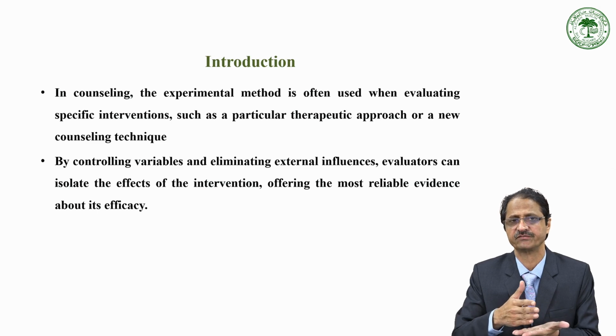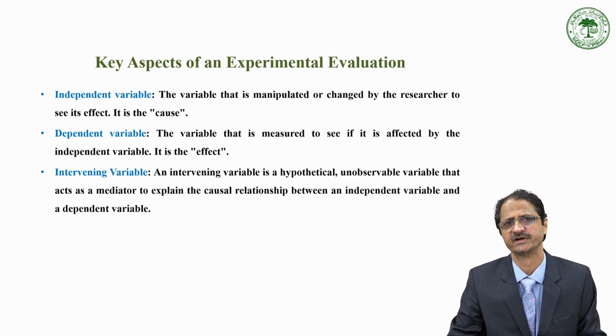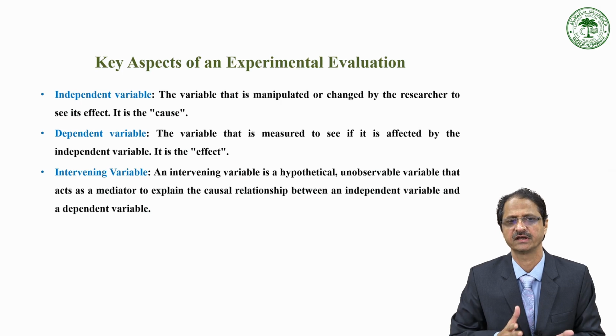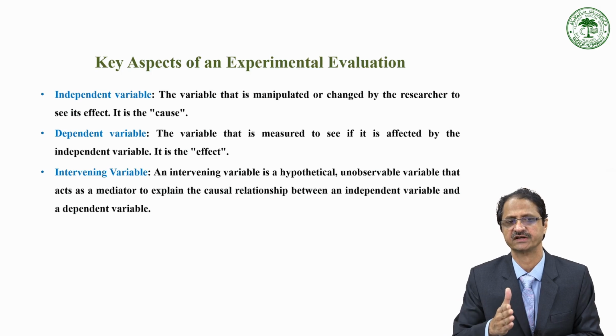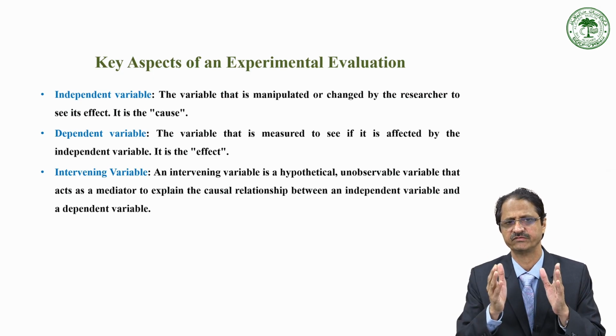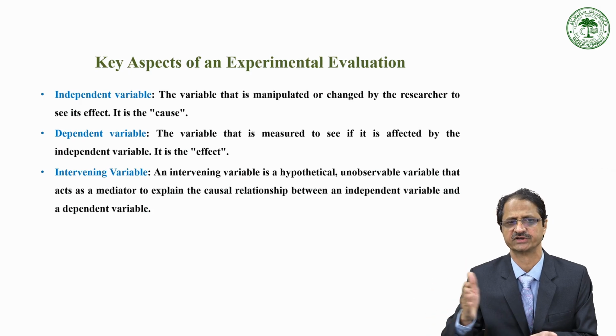So, the importance and significance of the experimental research is basically associated with controlling the variables. There are certain key aspects of an experimental evaluation. Independent variable: the variable that is manipulated or changed by the researcher to see its effect; it is causal. For example, there are three counseling techniques: directive, non-directive, and eclectic counseling technique. So these are basically the variables, and we are using the group method technique, career counseling. If we are talking about the group methods, there are different independent variables associated with that.